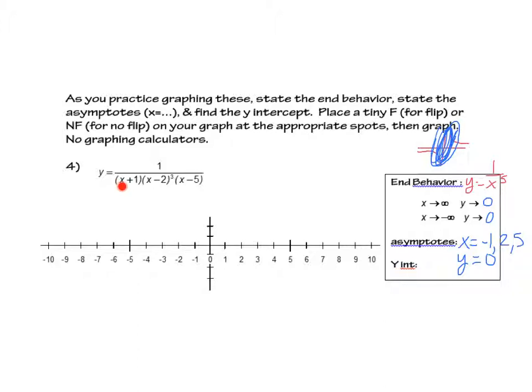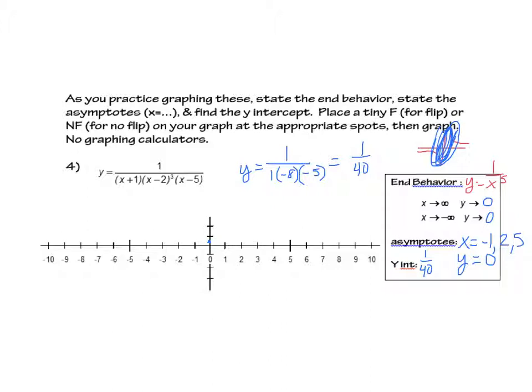If you plug 0 in for x here, I'm just going to come over here and do this: 1 over, I'm going to have a 1. Plug 0 in here, you're going to have -2. Cubed is a -8. Plug 0 in here, and you're going to have a -5. If I multiply that all together, it's going to end up 1 over 40. All right, so my y-intercept is 1/40. That's pretty tiny, just a hair above the origin. The main thing I use that for is to make sure that my graph is on the right track and I actually am above my axis at that point.